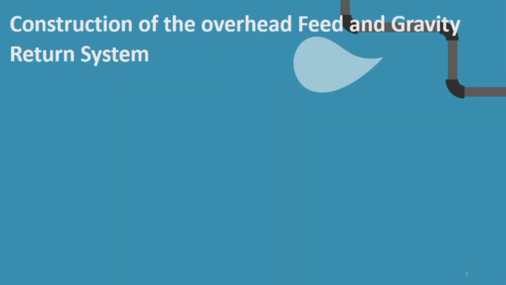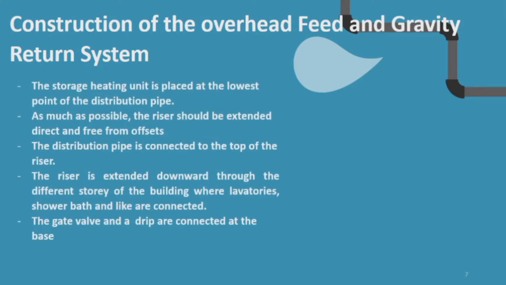Okay, these are also the things to consider in constructing the overhead feed and gravity return system. The storage heating unit is placed at the lowest point of the distribution pipe. As much as possible, the riser should be extended, direct, and free from offsets. Third, the distribution pipe is connected to the top of the riser.